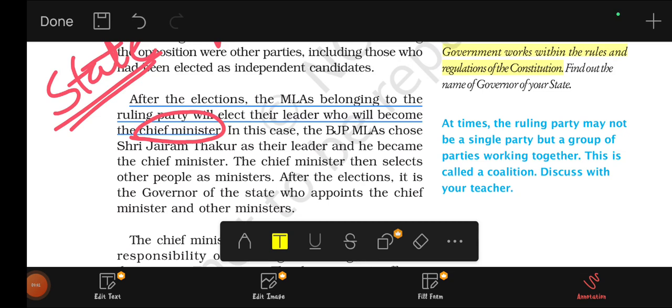For example, in Assam, the Bharatiya Janata Party formed the government, and they chose Himanta Biswa Sarma to become the chief minister. And similarly in Uttarakhand as well.